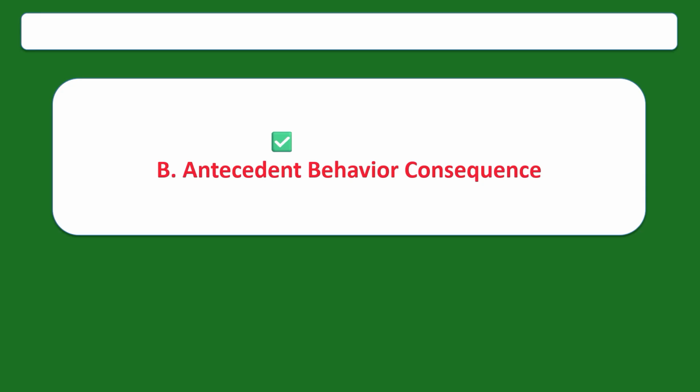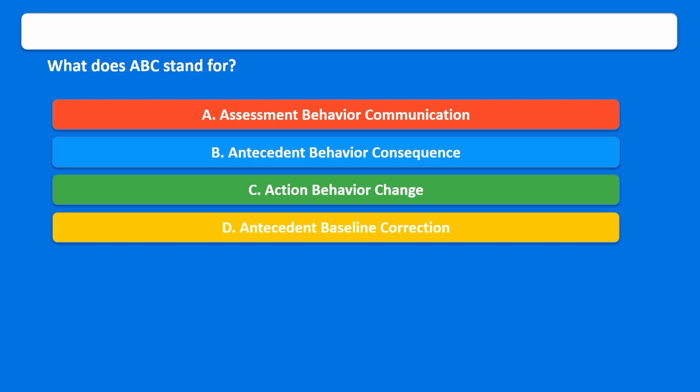Question 16. Which measurement records how long a behavior lasts? A. Frequency. B. Duration. C. Latency. D. Interval recording. Pause. Answer. The correct answer is B. Duration. Duration measures the total amount of time a behavior continues.